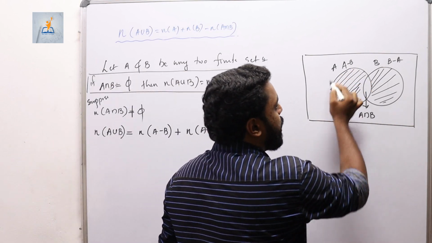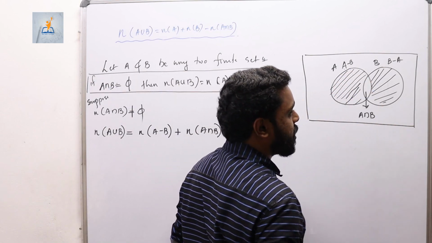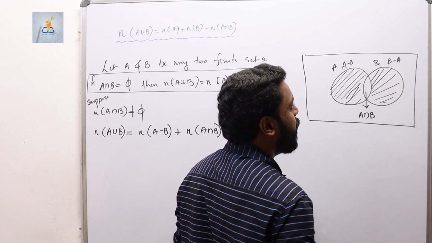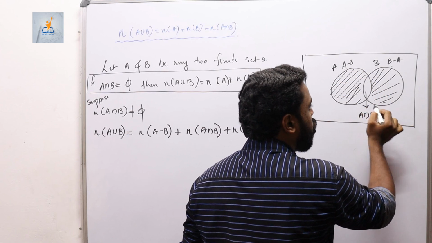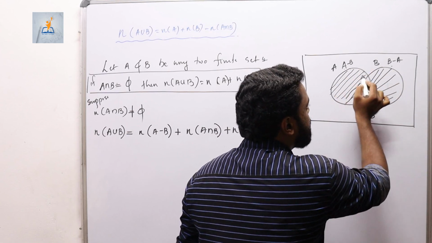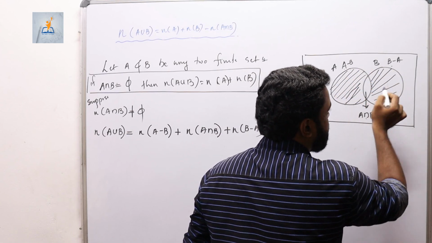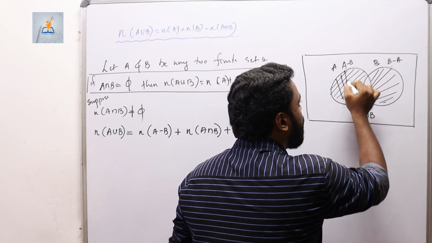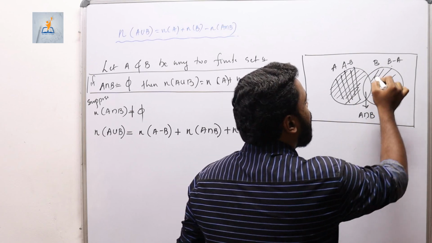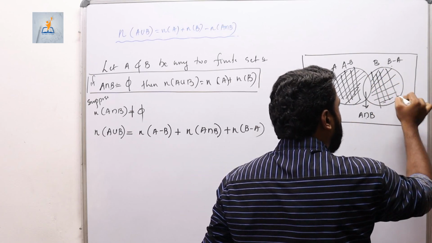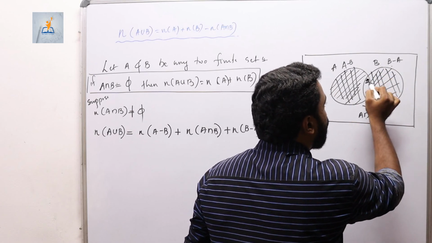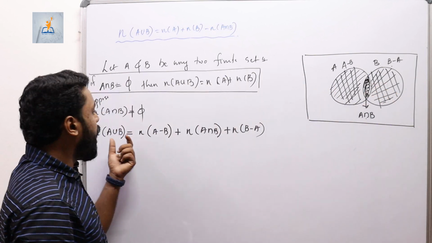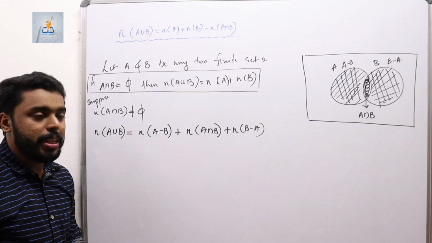Here the intersection of A minus B and A intersection B is equal to phi, and B minus A and A intersection B is again equal to phi. So we know that n of A union B will be the sum of the number of elements in the individual sets, isn't it? So the number of elements in A minus B plus the number of elements in B minus A plus the number of elements in A intersection B will be the number of elements in A union B.